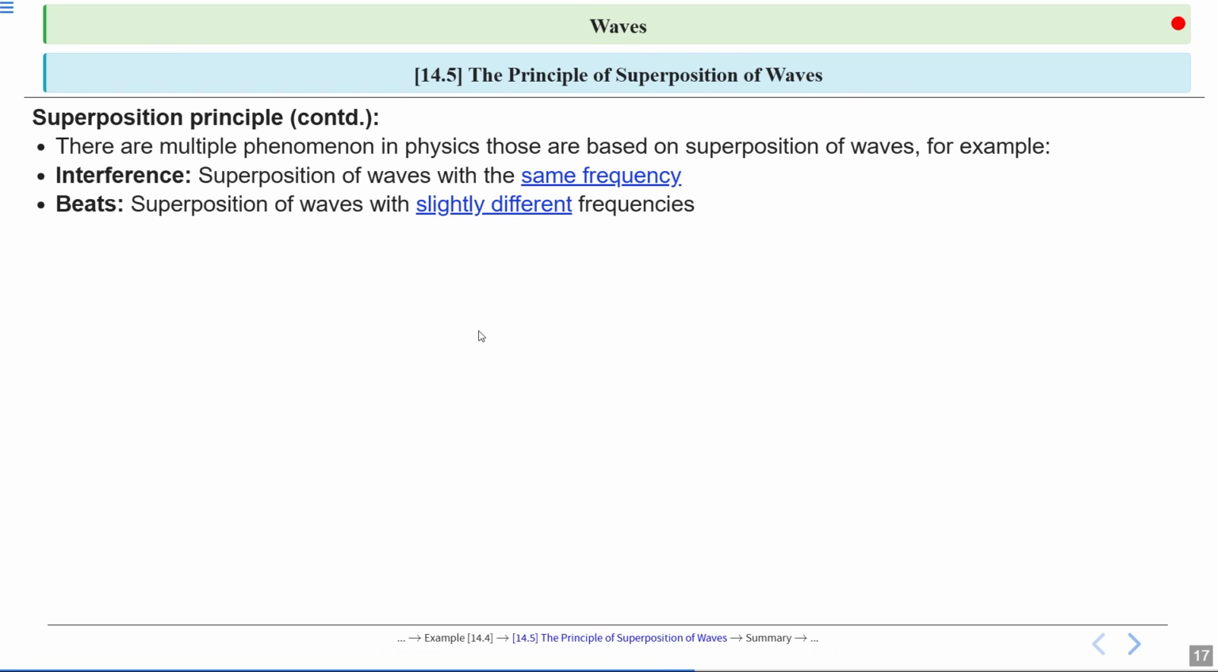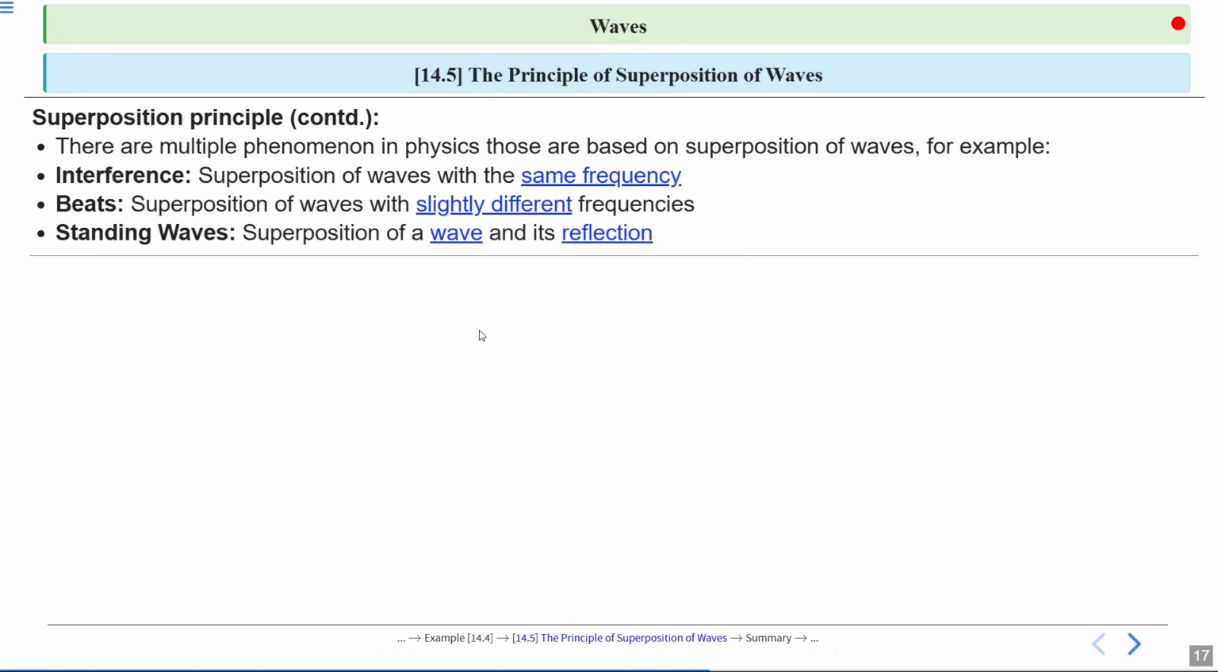Next, we have beats. Beats occur when two waves with slightly different frequencies combine. The result is a sound that seems to get louder and softer in a regular pattern. For instance, if you play two tuning forks that are close in pitch, you will hear a pulsing effect. And the beat frequency is simply the difference between the two frequencies.